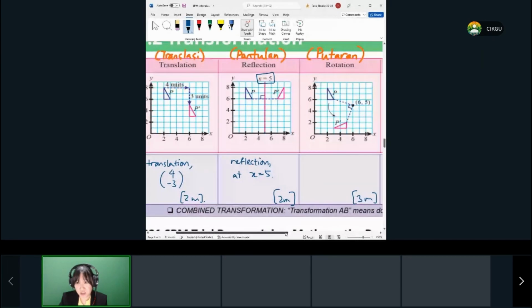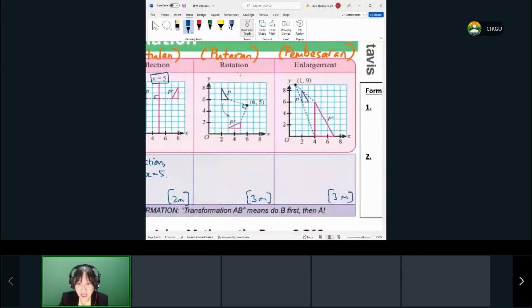For each of the transformations, rotation. Same thing: the word rotation itself carries 1 mark if they ask you to describe. The second mark is how it rotates. So from P, it rotates to P prime. This is the object, this is the image. So it rotates like this, right?